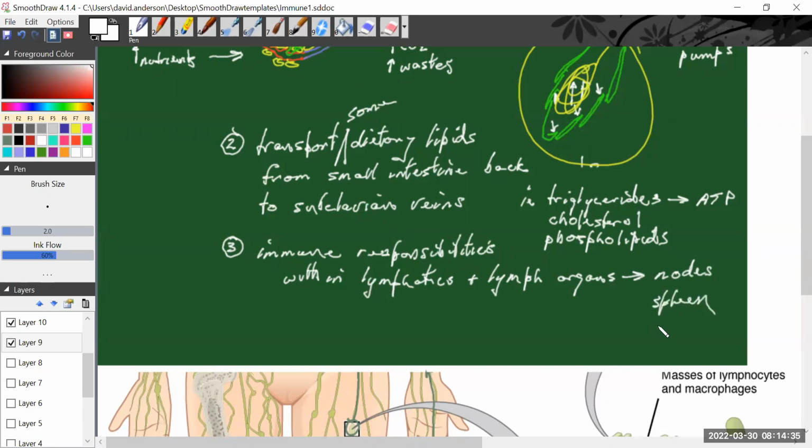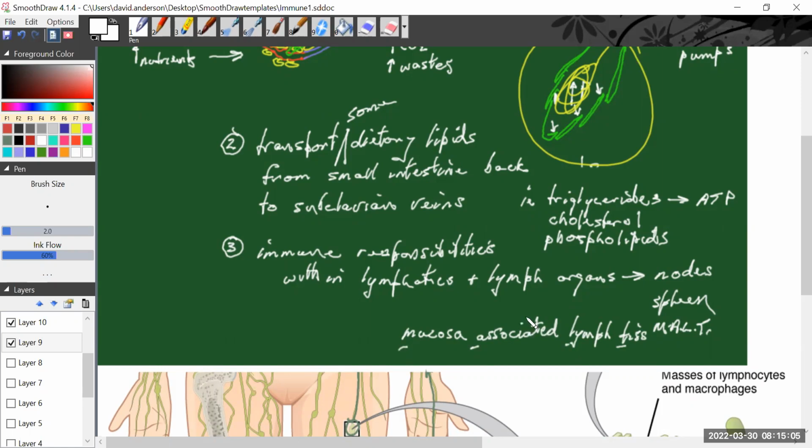But we also have something called MALT. So that's an acronym for mucosa-associated lymph tissue. MALT. So mucosa-associated lymph tissue is literally what it sounds like it is.